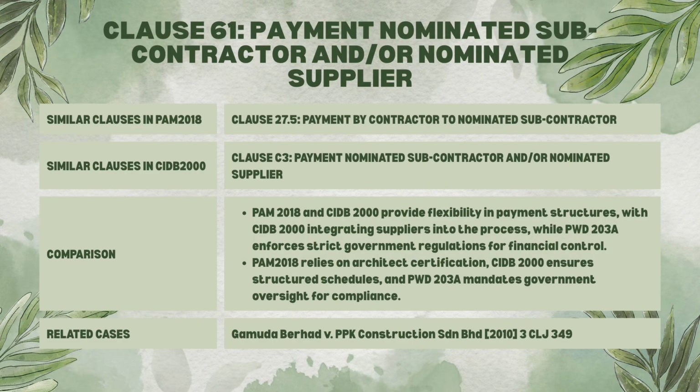Last but not least, Clause 61, Payment to Nominated Subcontractor and/or Nominated Supplier. In PAM 2018, I found Clause 27.5, Payment by Contractor to Nominated Subcontractor, while in CIDB 2000, I found Clause C3, Payment to Nominated Subcontractor and/or Nominated Supplier.